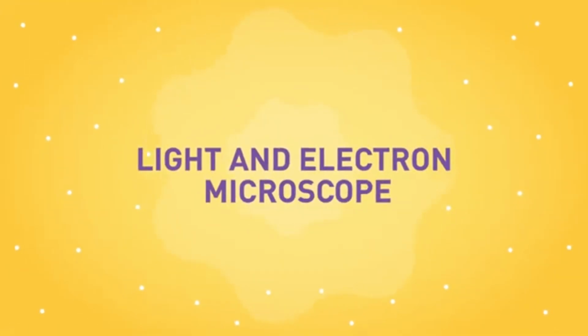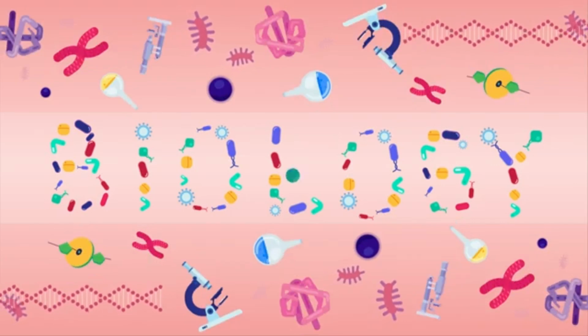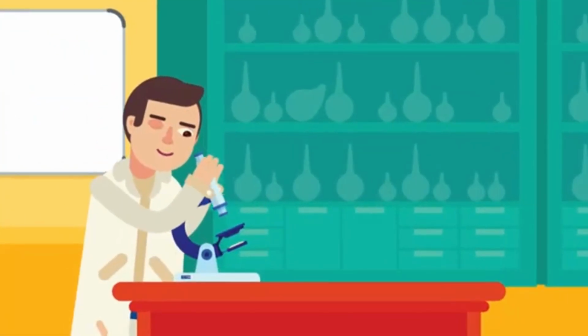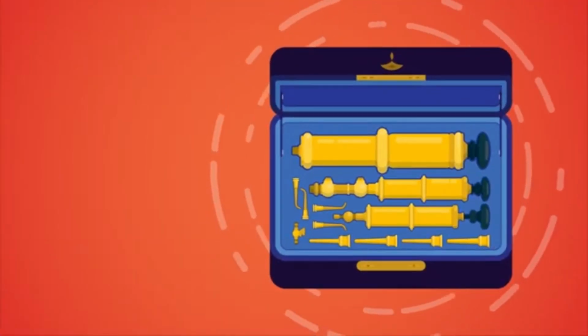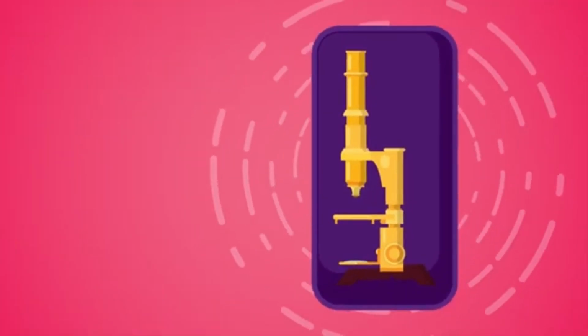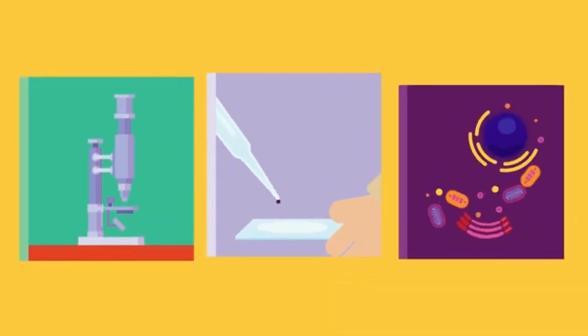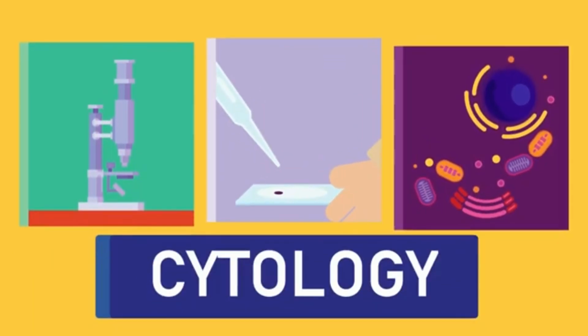Light and electron microscopes. The beauty of biology and all that we know today is due to the invention of microscopes. Microscopes had been available since the beginning of the 17th century, but a lot of improvements were made in the quality of glass lenses in the early 19th century. The branch of biology dealing with microscope design, slide preparation and examination is called cytology.